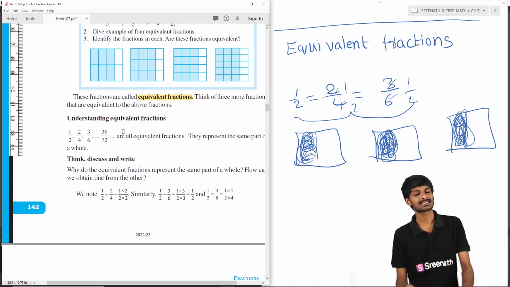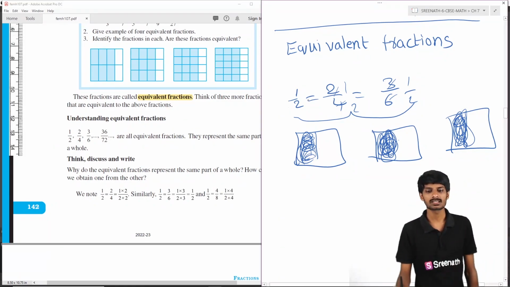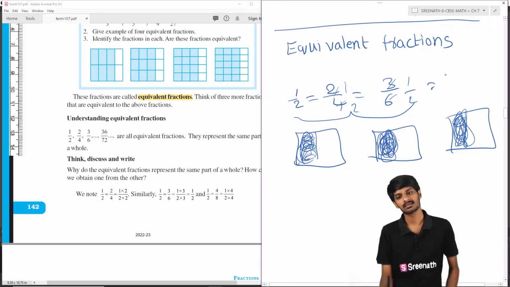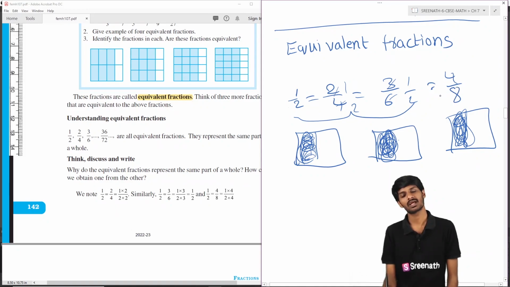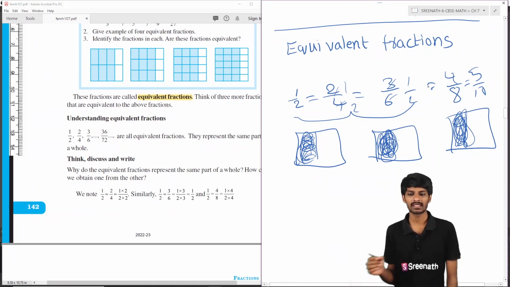So, understanding equivalent fractions. If you see, students, 1 by 2 is the same as 2 by 4, which is the same as 3 by 6. Can you extend this? The 4 by 8 fraction also looks the same. Next, 5 by 10 is also the same. Like that it goes on extending, students. All are equivalent fractions.